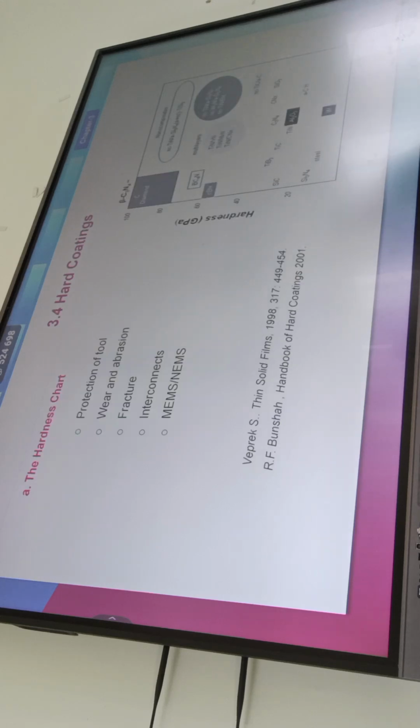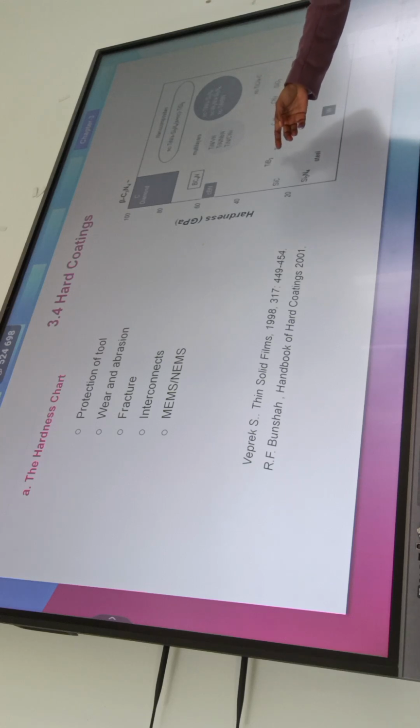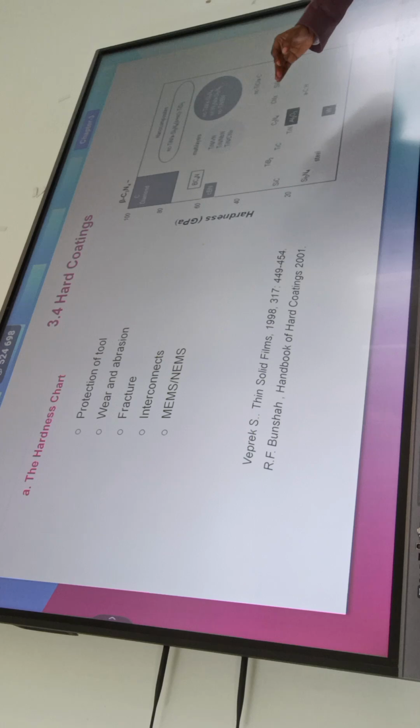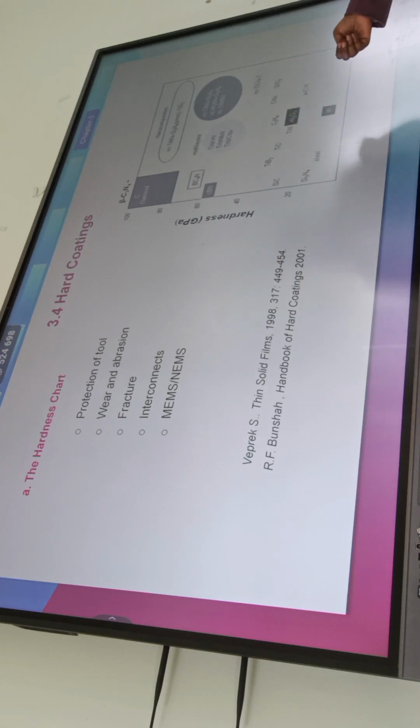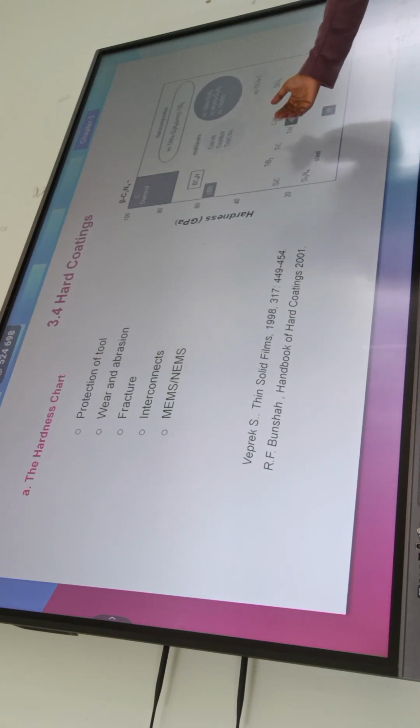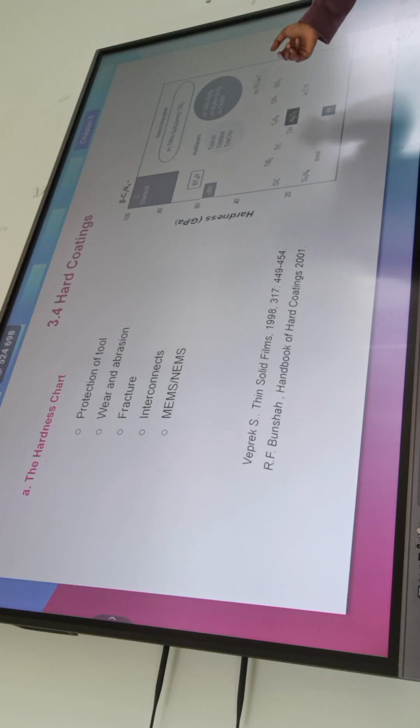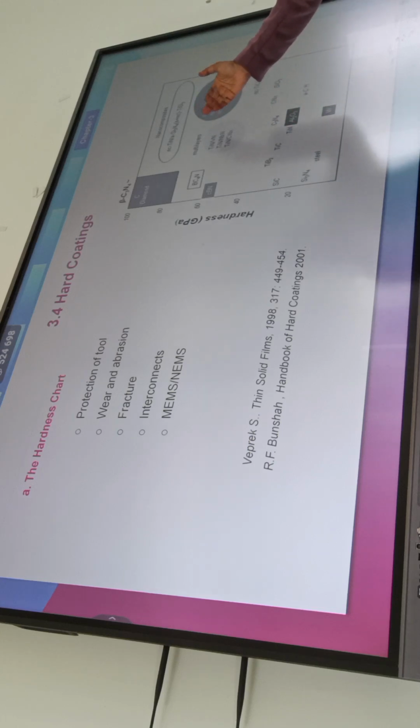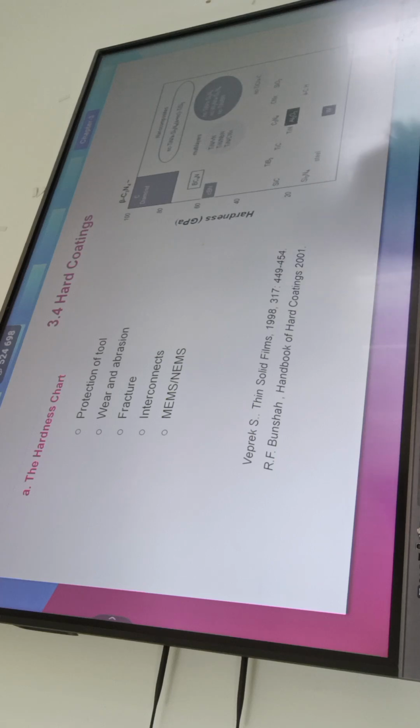So my next one is hard coatings, and from the hardness chart we can see the multi coating or the nano composites are showing more hardness as compared to the steel. So in place of steel we can use the nano composites or the multi-layers which show more hardness as compared to the steel. The hard coatings can be used in protection of tools, wear and abrasion, then in fracture studies and interconnects and MEMS or NEMS.